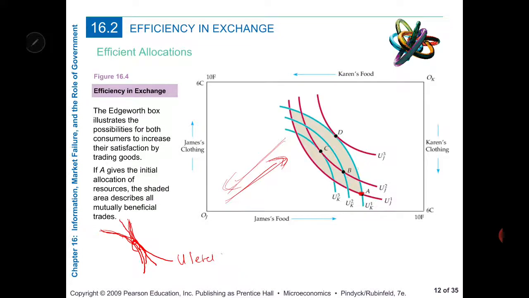What about after trade at B? Is that efficient? They moved up to a higher indifference curve, right? They did move up to a higher indifference curve, but still it is not efficient because it is a point of intersection. So let's see, on the same indifference curve here, the better point would be C. So C is highest for Karen and also highest for James, right? So C will be efficient.